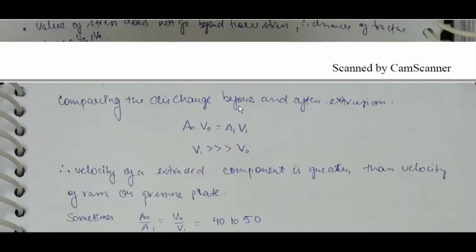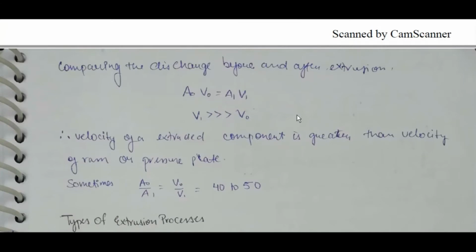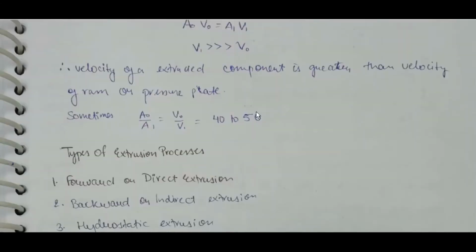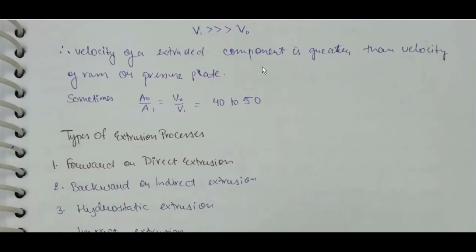Comparing the discharge before and after extrusion, A0 V0 is equal to A1 V1, V1 greater than V0. The velocity of an extruded component is greater than the velocity of the ram or pressure plate.